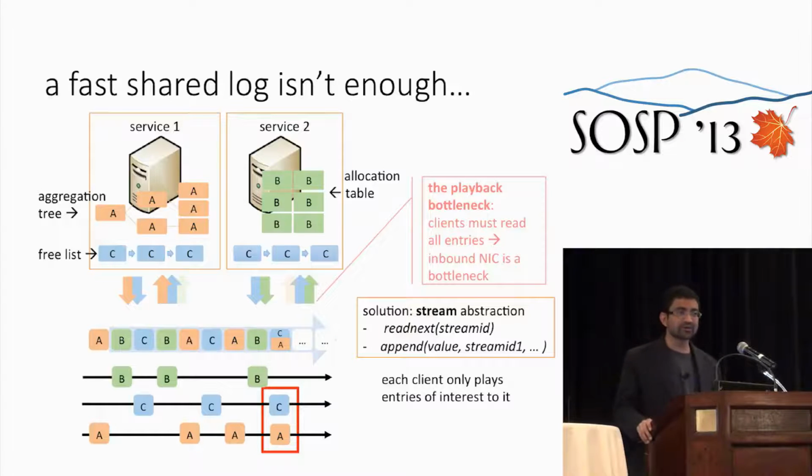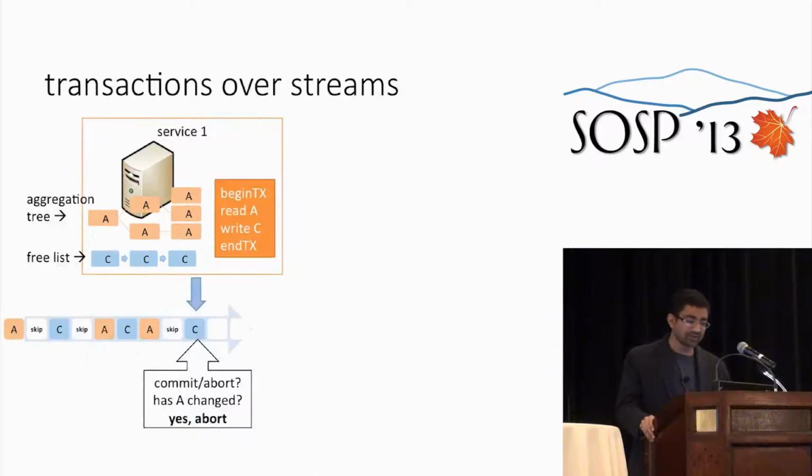The transactional scheme I talked about doesn't really work in this new setting anymore. So this is the example from the previous slide. I'm just looking at service 1 now. And service 1 is doing a transaction. It's reading A and it's writing to C. And so the transaction protocol is going to work exactly as before. Now note that service 1 will not see updates belonging to B because of the stream abstraction. So it goes ahead and it puts a commit record in the log. And all clients running service 1 will encounter this commit record and make the commit decision deterministically. So this transaction commits if A has not changed since we read it.